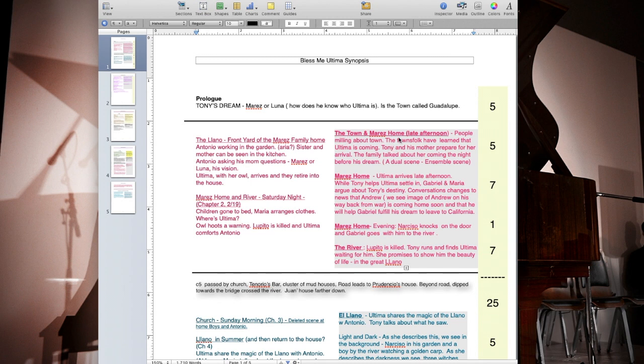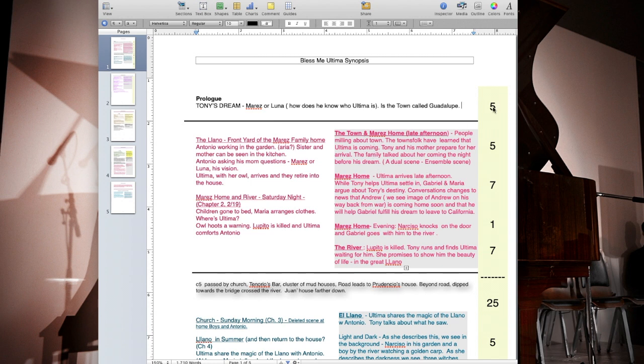The town and Mata's home, late afternoon. I made some additions. I created a prologue, and actually this dream, if you know the novel, didn't really happen here. It was more of a story or narrative point that happened in the novel. I don't know if I explained that right.